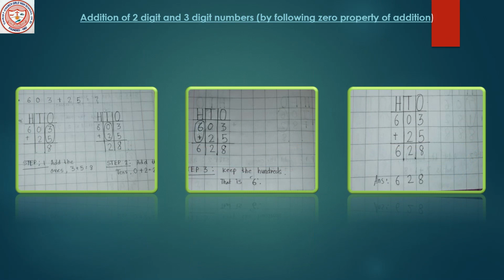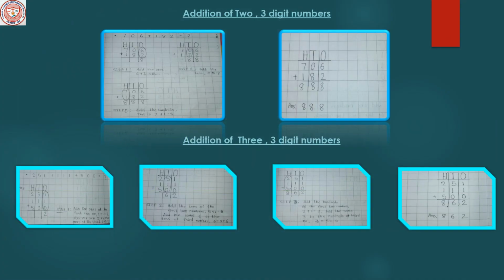The process of applying zero property of addition is the same as the order property of addition. I have solved one problem for you from your exercise. Now, next one is addition of two 3-digit numbers. 706 plus 182 is equal to what? How will you solve this?